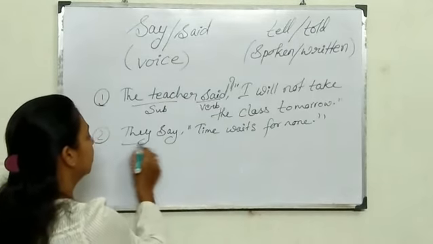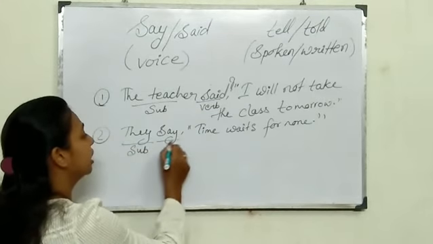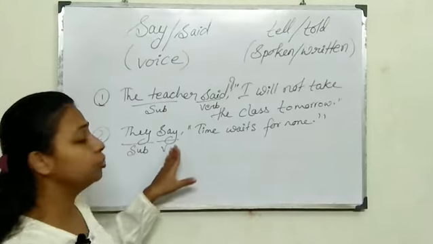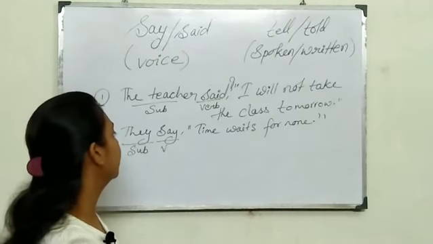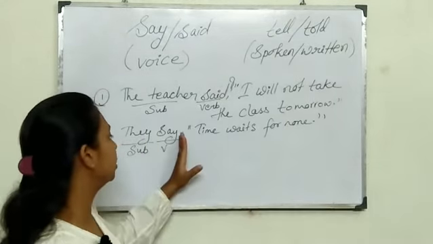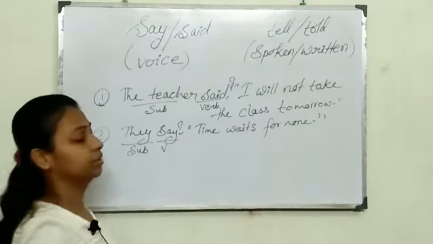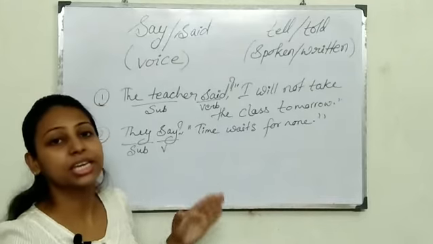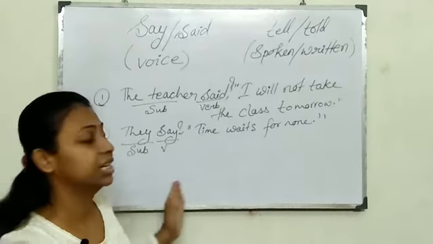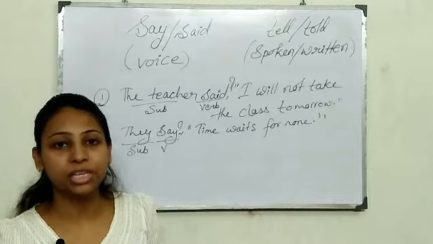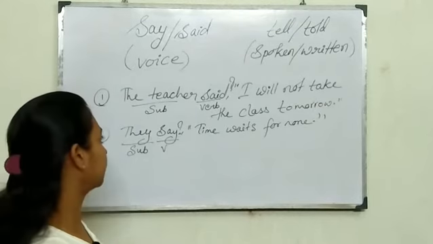Object is missing. Here they is the subject, say is the verb. Now to whom this sentence is being said, that is not mentioned. Say to whom, that is missing here. Missing in the sense that we do not need to give it, because with say and said the object or receiver of the information is not given.